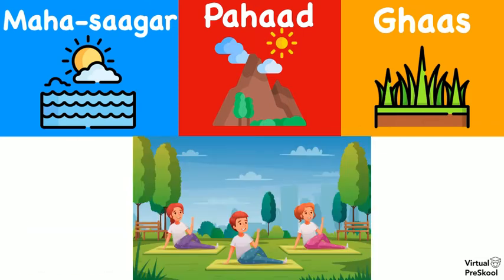Where are these people doing yoga? They're doing yoga in the park, right? And they're sitting in the Mahasagar, in the Pahad, or the ghas? In the ghas, right? They're sitting in the grass.